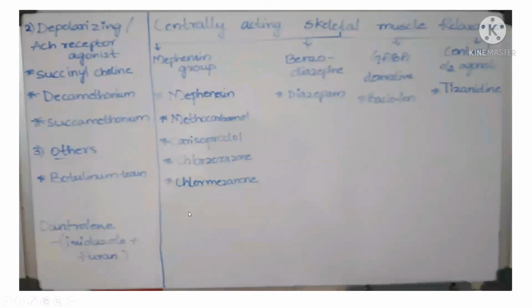There we have seen non-depolarizing drugs. Under the neuromuscular junction, we have depolarizing and non-depolarizing. Till now, we have seen non-depolarizing drugs, and then we are seeing depolarizing drugs. They are succinylcholine and decamethonium. And the third one is other. The other drugs are botulinum toxin, and dantrolene, which consists of imidazole and furan. Dantrolene consists of these two heterocyclic rings.